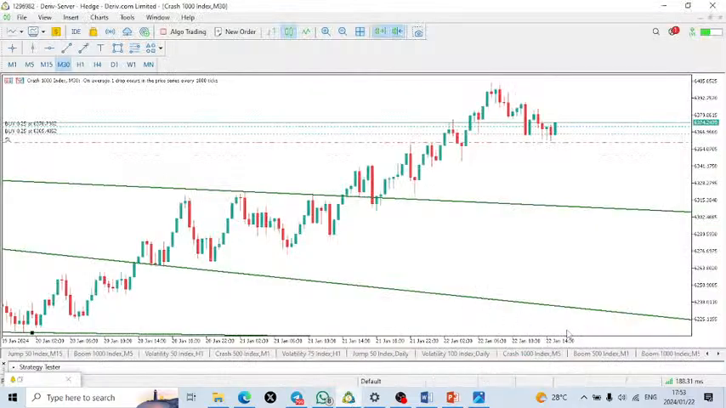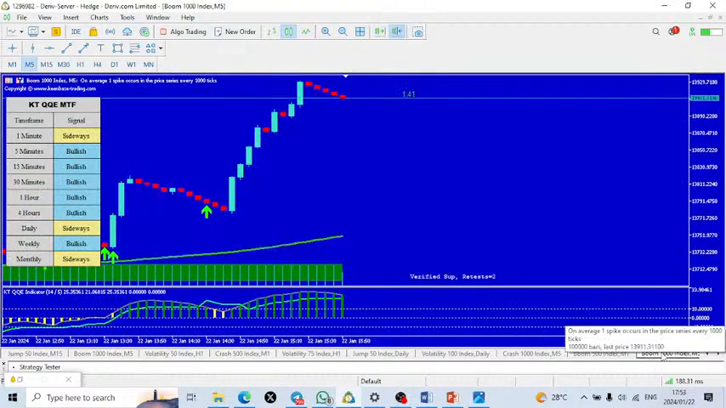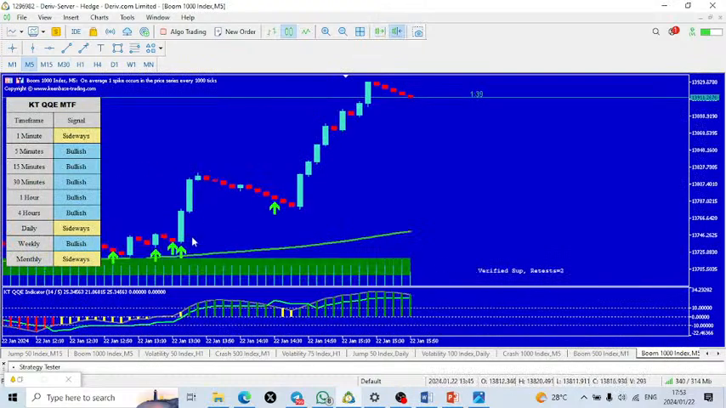Okay, so this is in Crash 1000. Let's look at Boom 1000. You can also use this spike detector on the 5 minute time frame. I think that's where it is more powerful and more accurate. You can see you're going to get this big buying opportunity here.